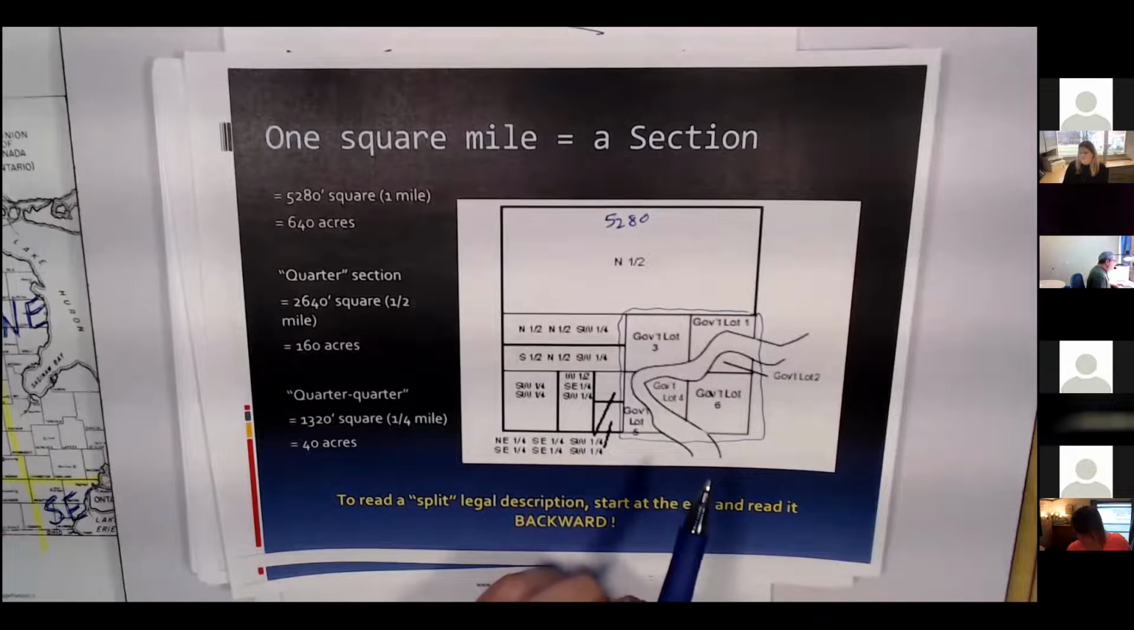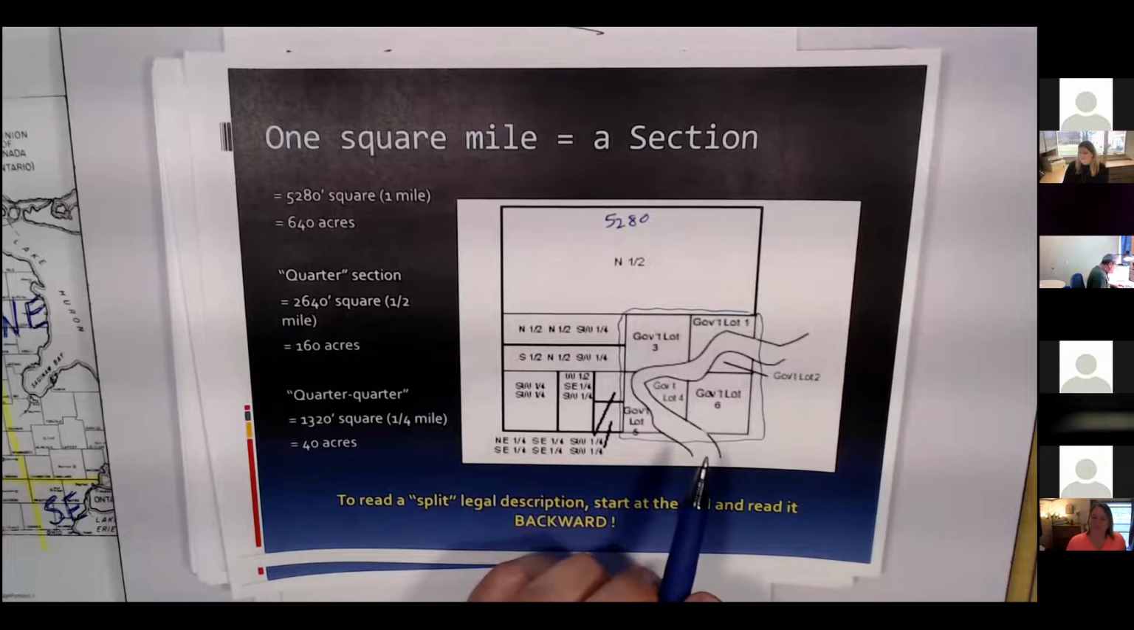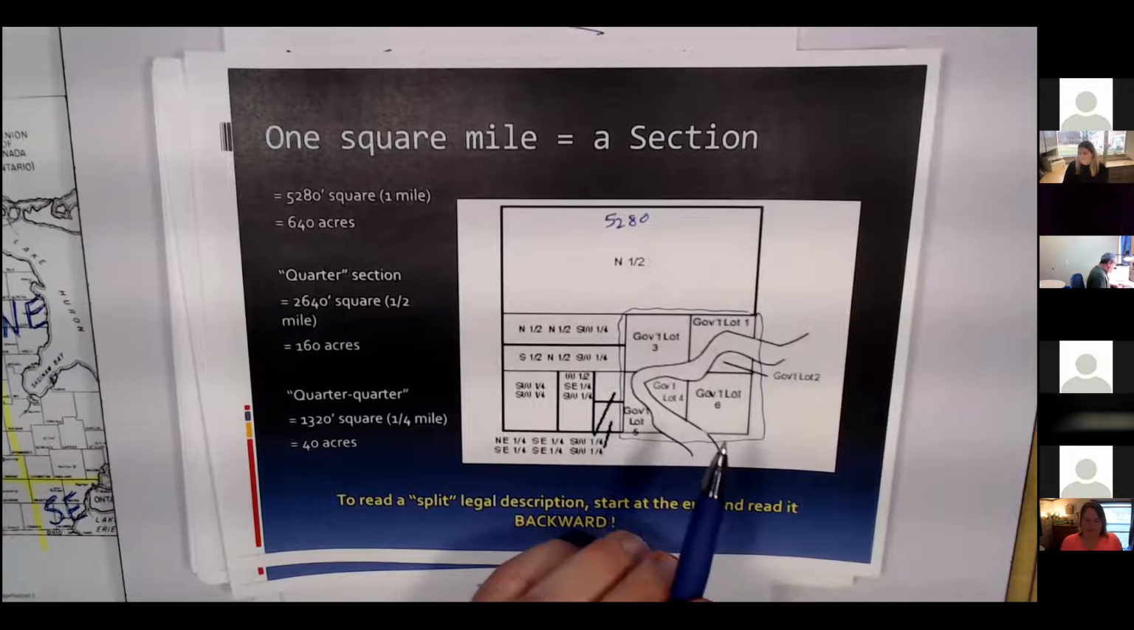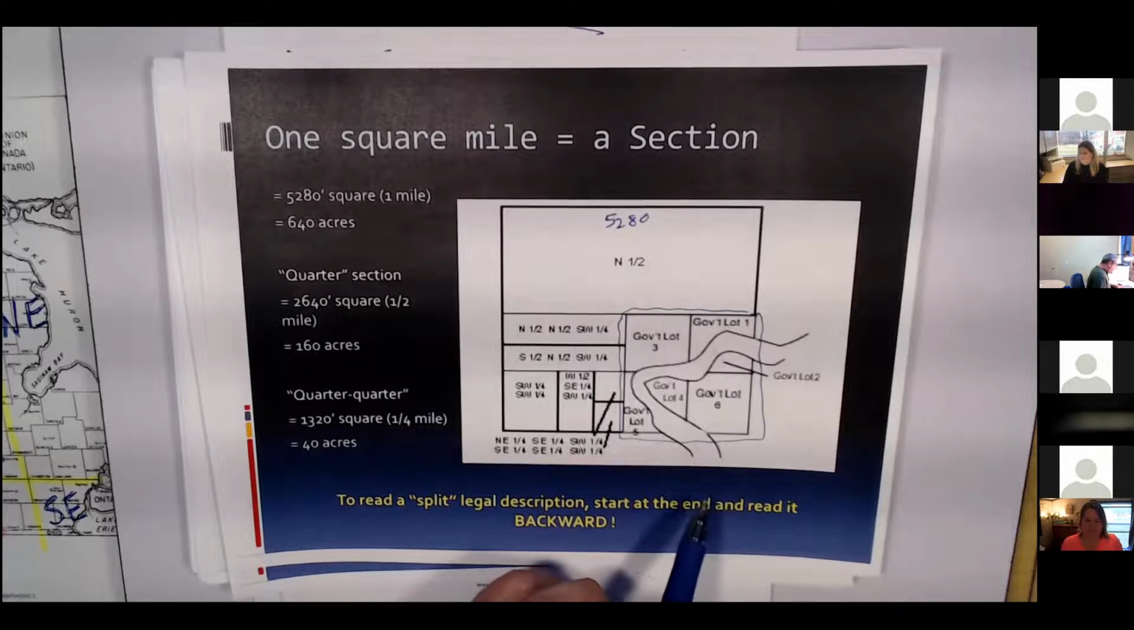Keep in mind that when the original surveys of these parcels were done, they couldn't drive out there in their new Chevy Suburban with all their fancy tools and take their ATV out to the edge of the water.